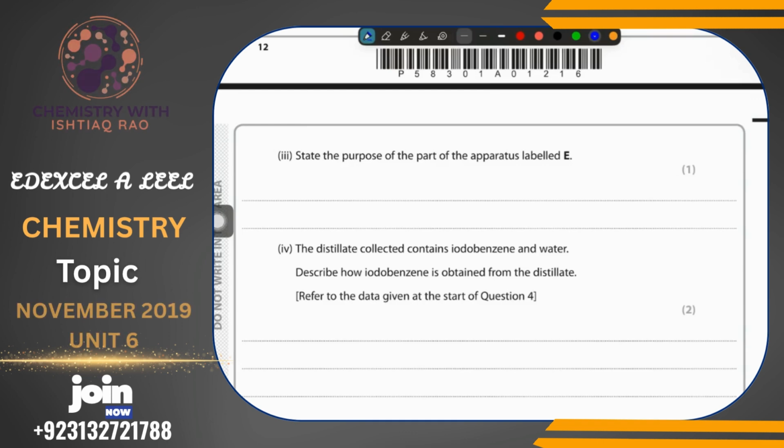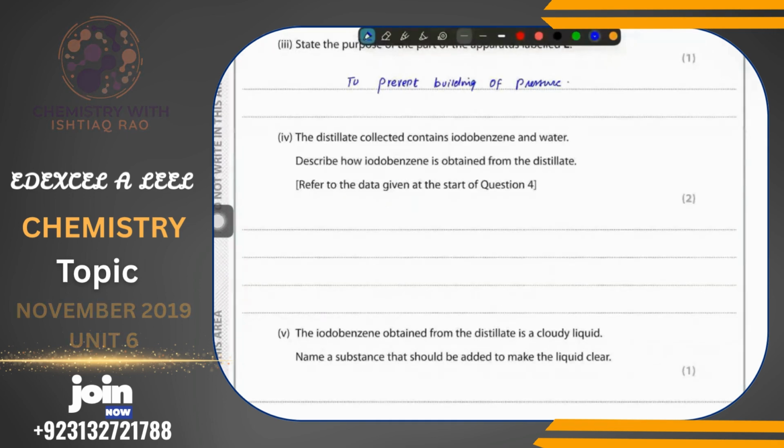The distillate collected contains iodobenzene and water. Describe how iodobenzene is obtained from the distillate. Refer to the data given at the start of question 4, using two steps. You can just say transfer to a separating funnel, right? The distillate contains iodobenzene and water.